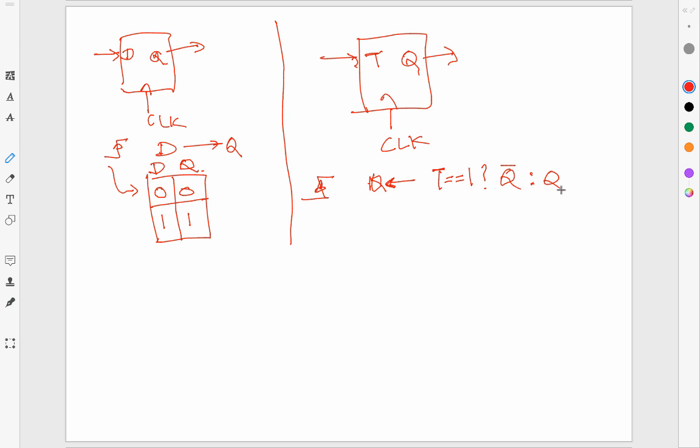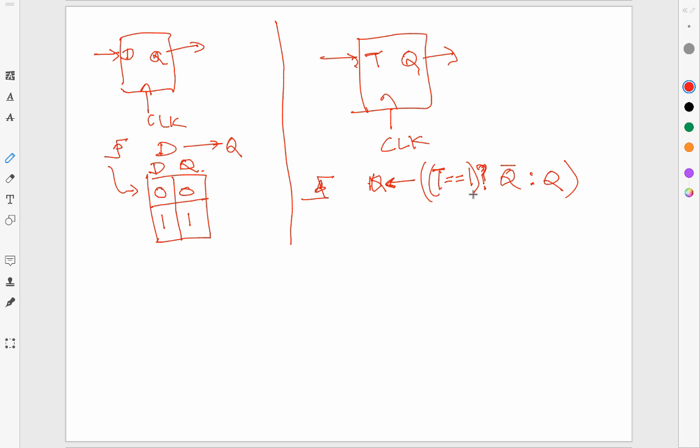I'm saying, in a programming language style: if T is equal to 1, then make the output Q bar. Whatever is the current value of Q, flip it. And if T is 0, then retain the current value.